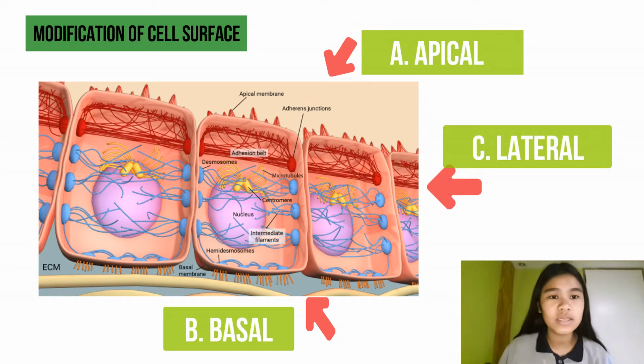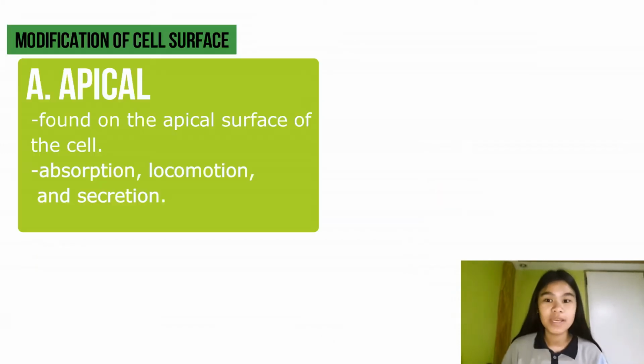So, as you notice, there are a lot of cells. We have specialized cells. We have the muscle cells, we have the nerve cells, but as you can see, we focused on the epithelial cell. So let's start with the apical. Apical, found on the apical surface of the cell.